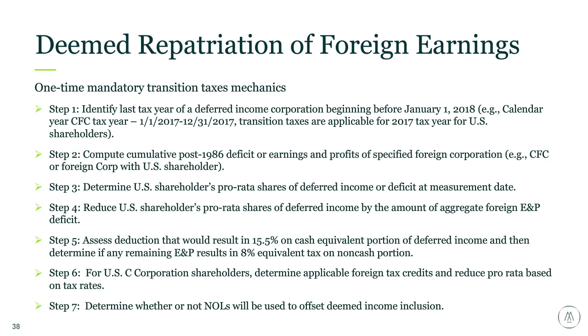For C corporations, you're able to use foreign tax credits to offset the tax burden on this. So to the extent that foreign taxes have been paid by those underlying foreign corporations in prior years, you're able to use those taxes as a credit to offset. However, because the income is not being subject to tax at full U.S. tax rates, there's a pro rata reduction in the amount of credits that are available. And then finally, an election can be made to use net operating loss carryforwards to offset the amount. That election is again due with the 2017 tax return for a taxpayer to determine whether or not it's going to use that NOL carryforward to offset the income inclusion.